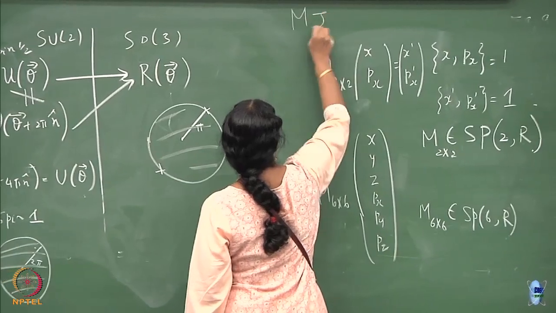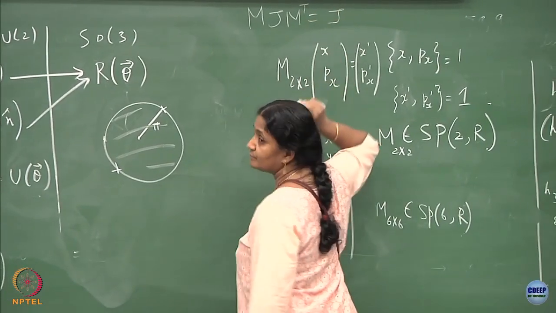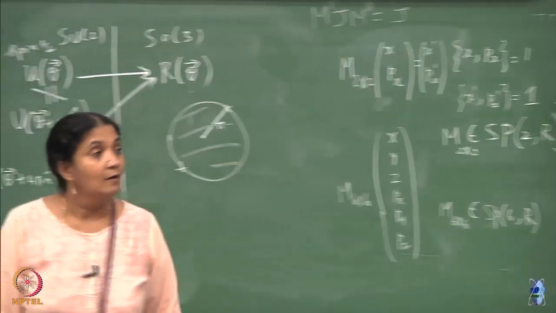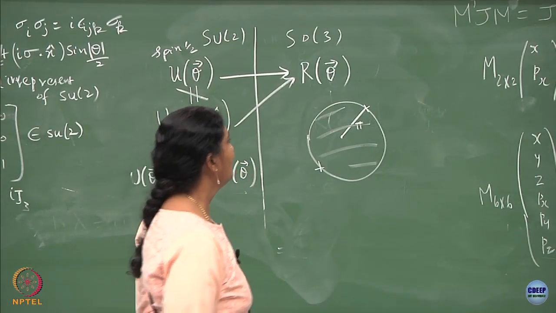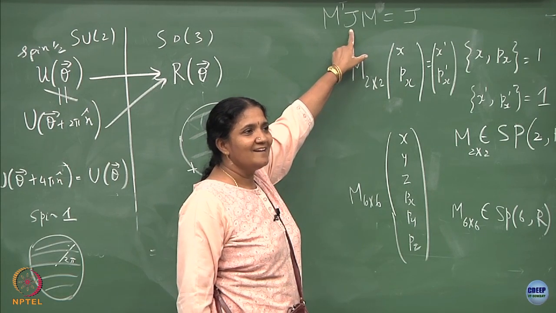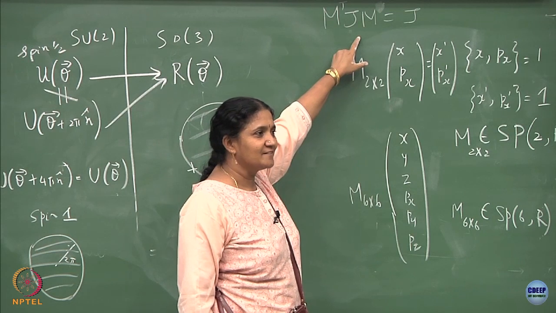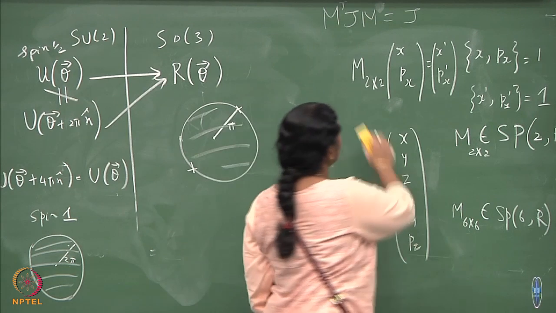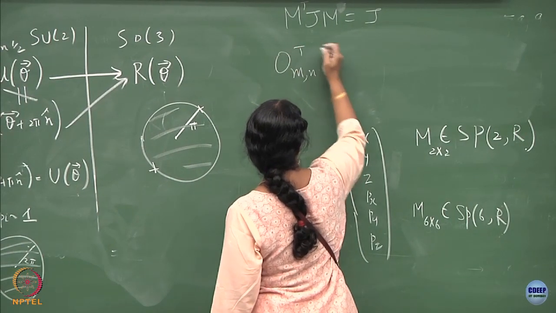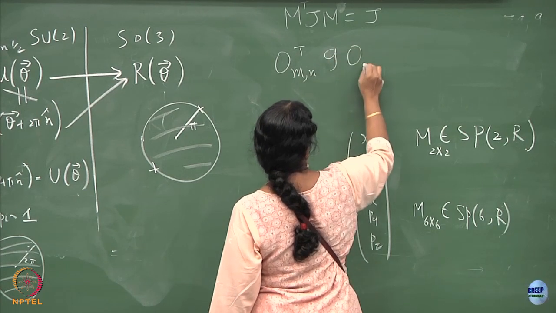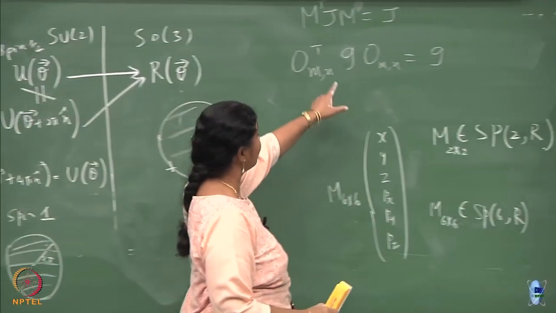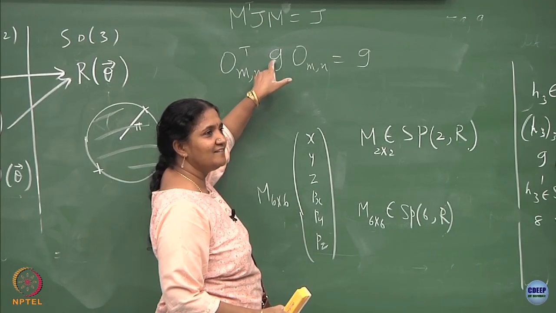M J M transpose has to be J. Or it is the other way round. So M transpose, anyway it does not really matter. What I call M, you can call M transpose. What is J? If you remember my generalized orthogonal transformation, this J was replaced by some diagonal matrix with some of them positive, some of them negative, right? Remember? Generalized orthogonal matrices. I called it a matrix G. By m comma n, I mean that m of them will be of one signature, n of them will be of the other signature.